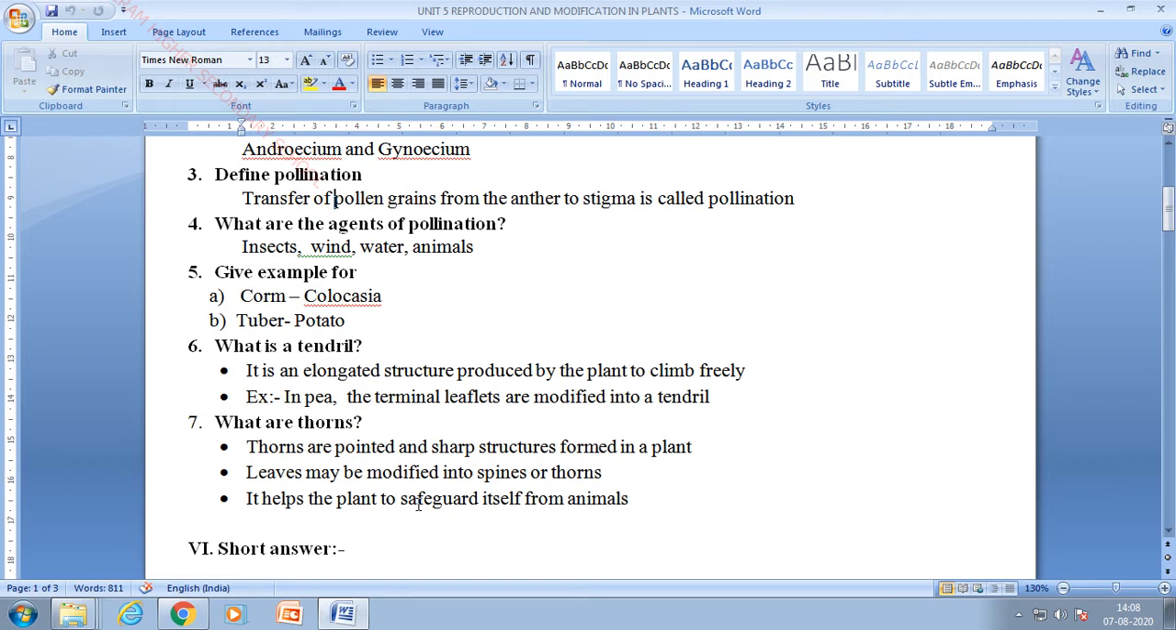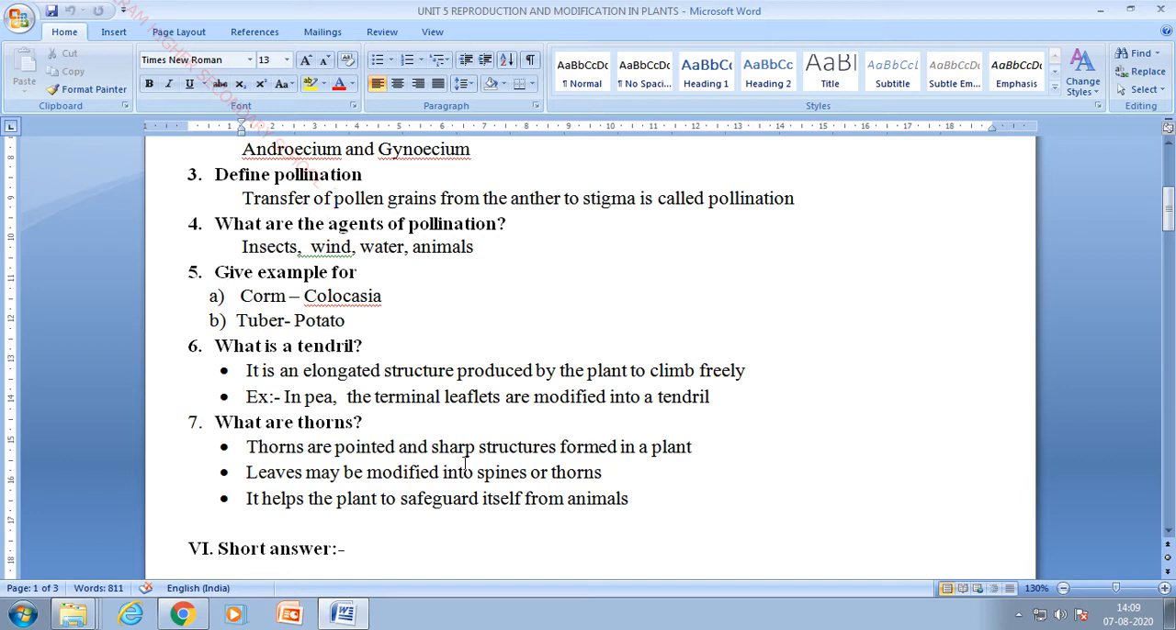Okay, like in the rose plant, there are thorns. Because the rose flower is very beautiful, thorns have formed to protect it. So in the same way, leaves are modified into spines or thorns. So it helps the plant to safeguard itself from animals. So mainly for its protection, the leaves are modified into spines or thorns.